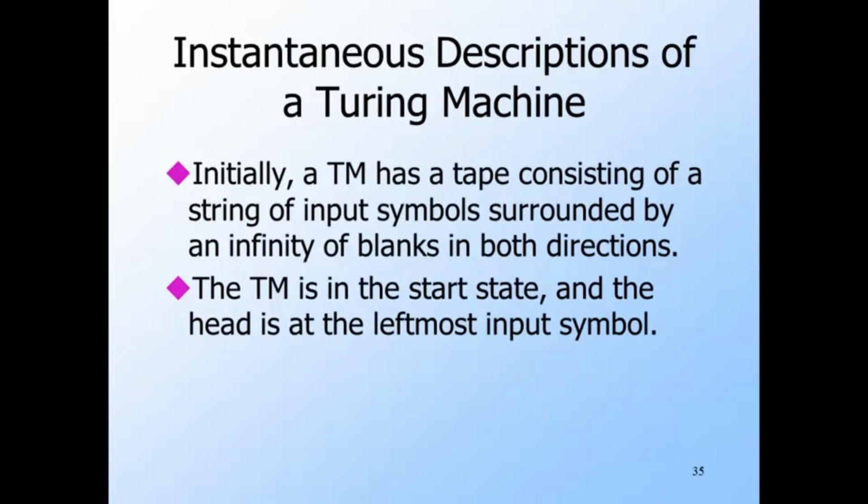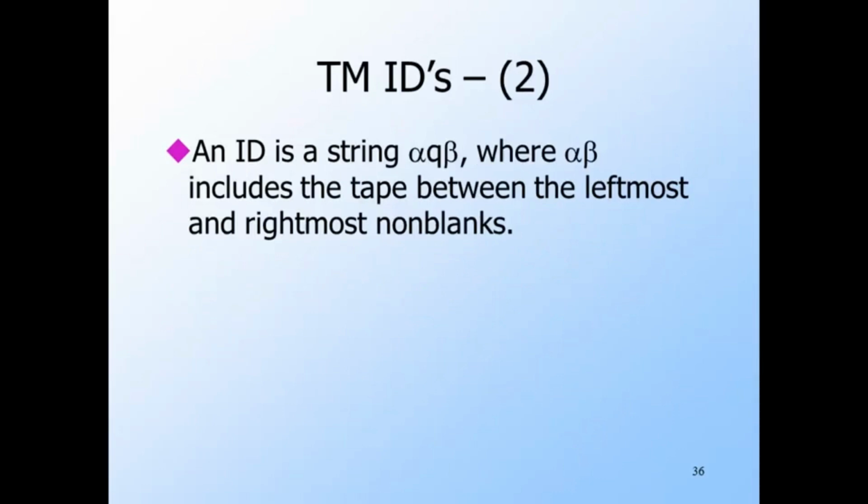If the input string happens to be epsilon, then the Turing machine's tape is entirely blanks and the head is scanning one of them. An ID is a string of the form alpha, q, beta. Here, alpha beta is the contents of the tape between the leftmost and rightmost non-blank symbols. That is, the tape consists of an infinity of blanks, alpha, beta, and then another infinity of blanks.